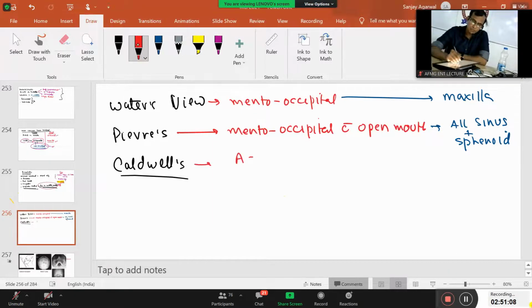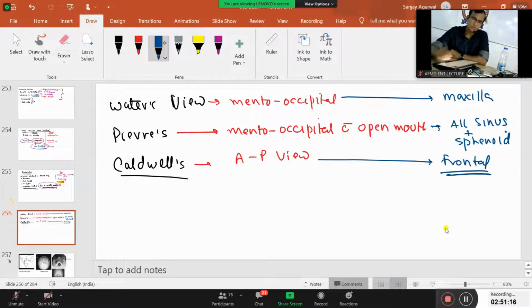Caldwell's is an antero-posterior view, and this is done for frontal sinus. This question I thought exam. This was asked 3-4 years back, that for frontal sinus the best X-ray view is, and the answer is Caldwell's. Now, till now, in the exam, they have never shown me the image of the X-ray, but it's a likely question. They can give the image also.